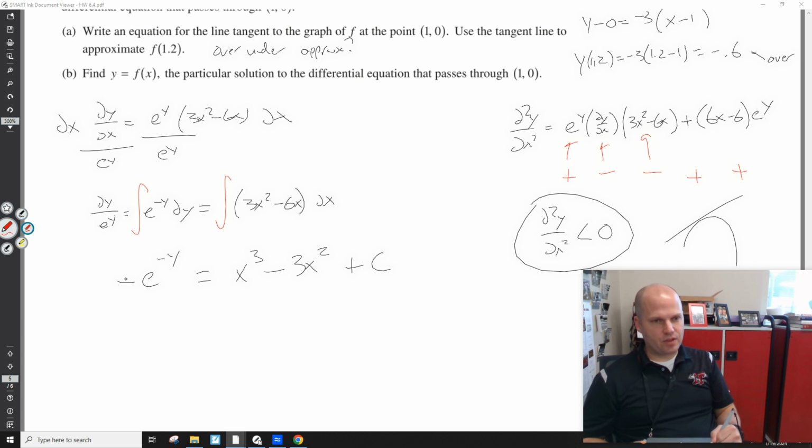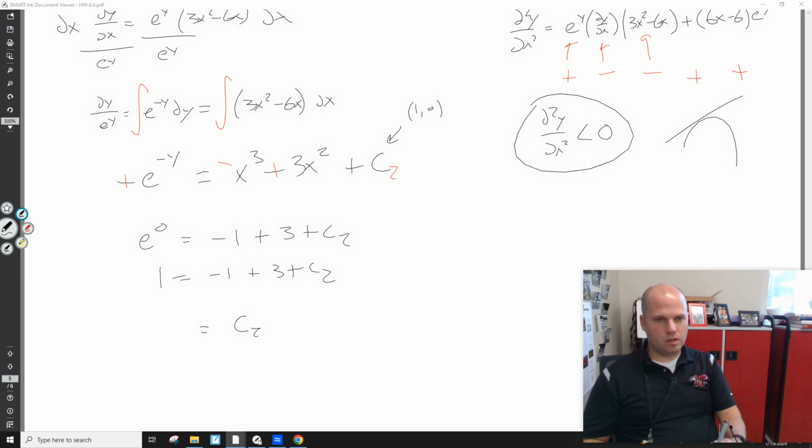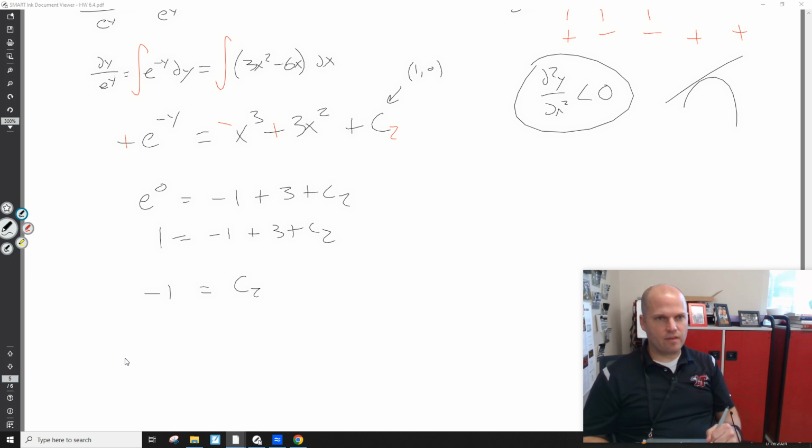I'm going to take the opposite of everything. That becomes a C2, which is the opposite of C1. It's a good time to find C2 right now. Plug in 1, 0, because I know e to the 0 simplifies nicely. I'll get negative 1 plus 3 plus C2. So I get C2 is negative 1. Okay. So now I have e to the negative y equals negative x cubed plus 3x squared minus 1.